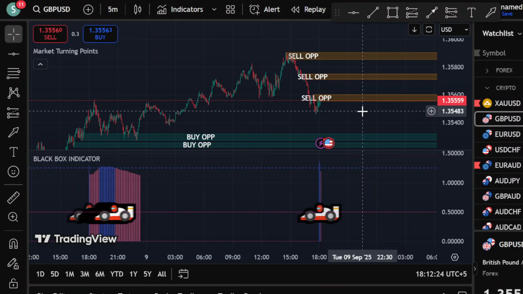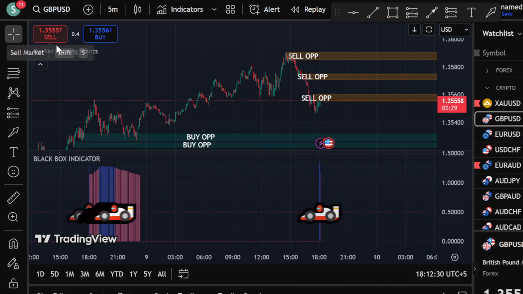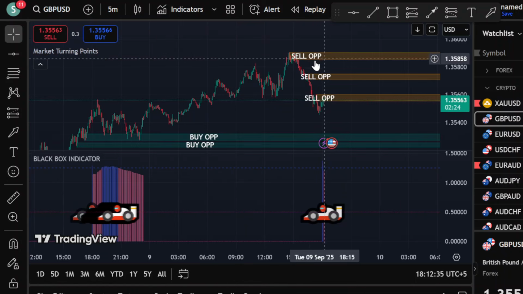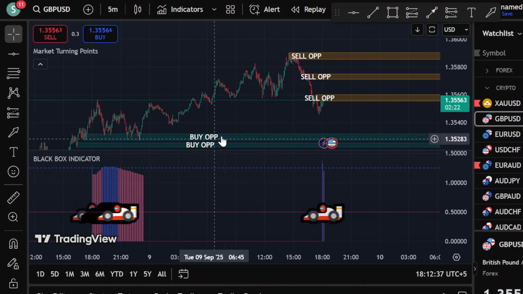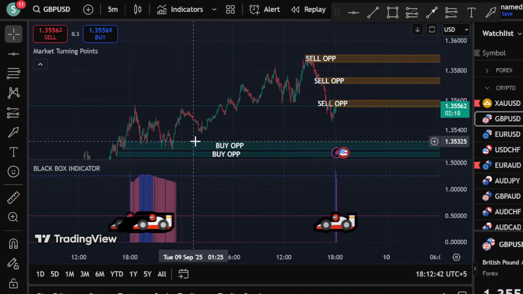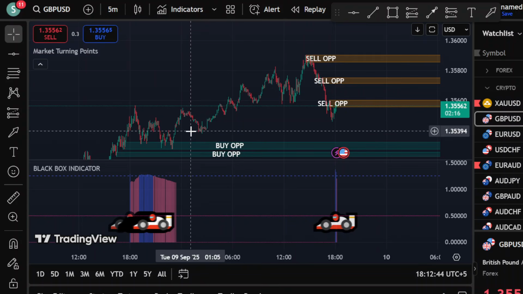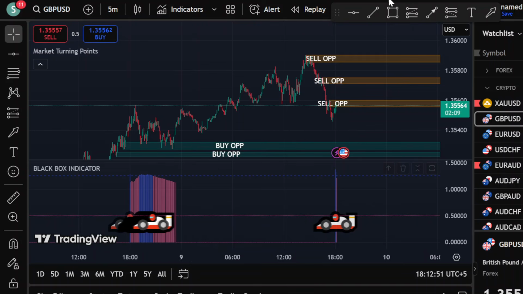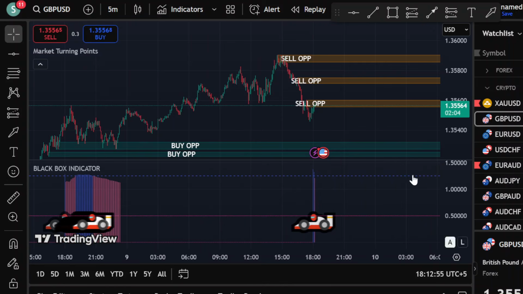Today in this video, I'm going to talk about the key levels indicator plus the black box indicator. The indicator that provides us with the key levels is called the market turning points. You can see this is the indicator that provides us with the buy opportunity and the sell opportunity. So we developed the black box to find where the reversals and pullbacks can especially come from. That is why we are using the black box indicator, which has a high specialty in volume, and everything fits very well with that indicator.